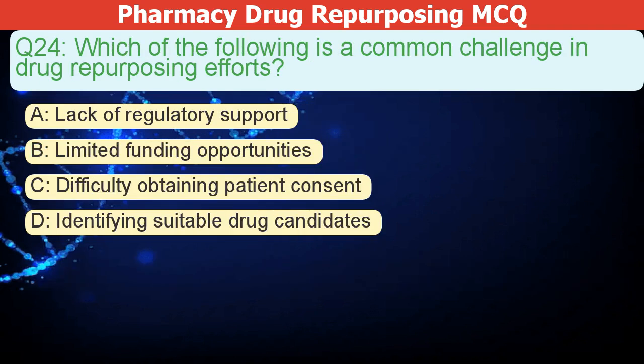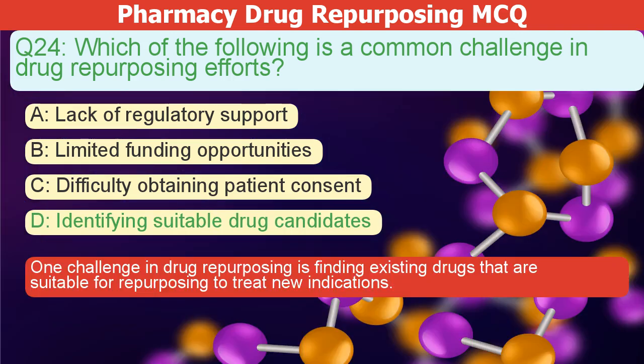Which of the following is a common challenge in drug repurposing efforts? A. Lack of regulatory support. B. Limited funding opportunities. C. Difficulty obtaining patient consent. D. Identifying suitable drug candidates. The correct answer is D. One challenge in drug repurposing is finding existing drugs suitable for repurposing to treat new indications.